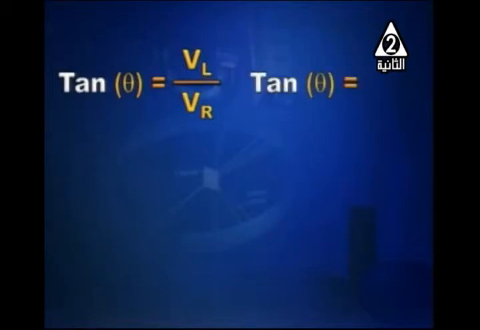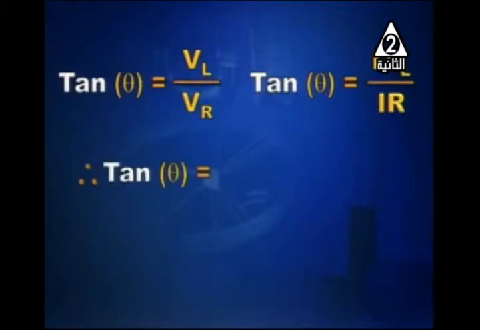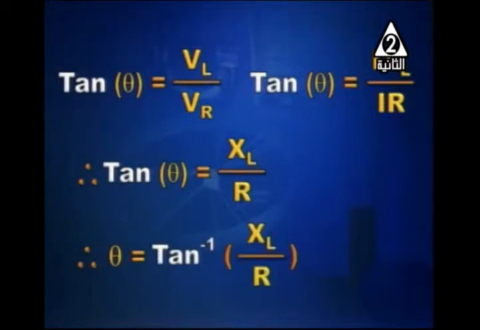So tan theta equals IXL over IR. I will be crossed out, so tan theta equals XL over R. And theta is given by tan to the power of negative 1, between two brackets, XL over R. Important hints here. We've got something important to bear in mind.